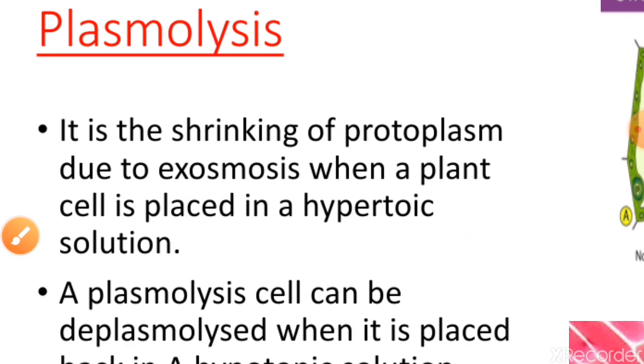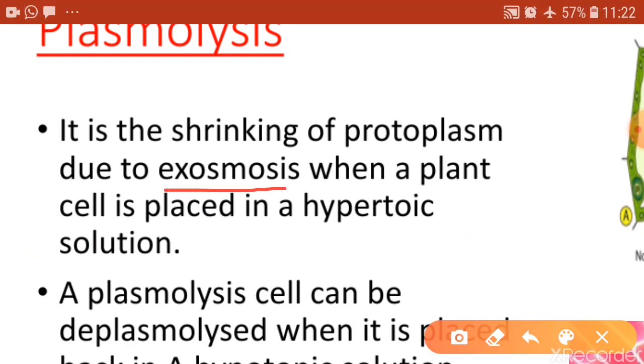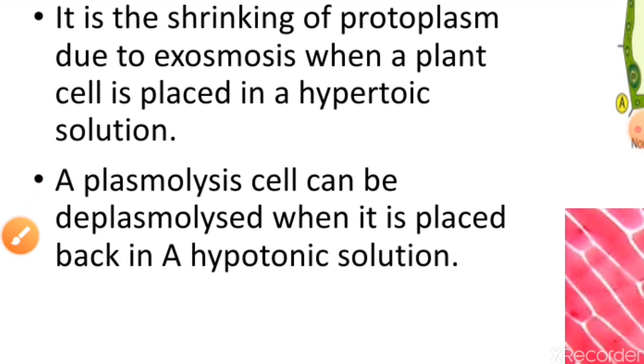So plasmolysis is shrinking of protoplasm due to exosmosis when the cell or the plant tissue is placed in a hypertonic medium. It is placed in a hypertonic medium, right? So this is what is called plasmolysis.